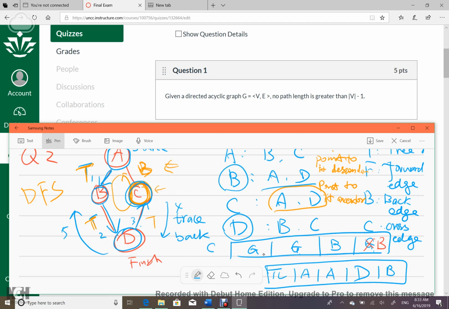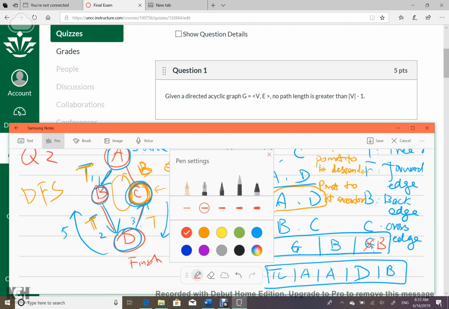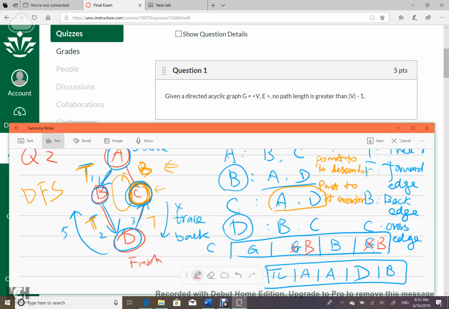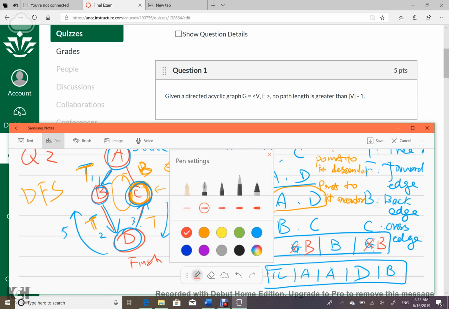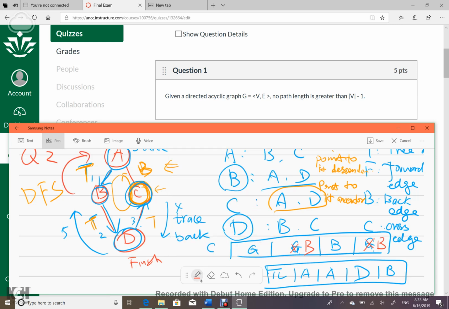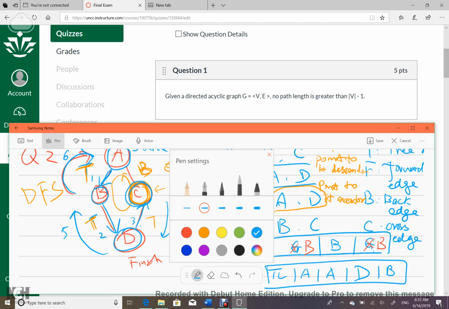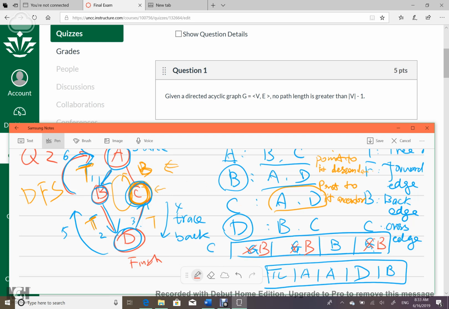You continue to trace back, check with B. B has A and D, both have color, both have been finished. In that case, you change the color of this one to black, right? Corresponding to finishing this one. And then you trace back to the previous node and go to A, and check A: you have B and C, both have color, and then you finish. In that case, you mark it and change the label to black.